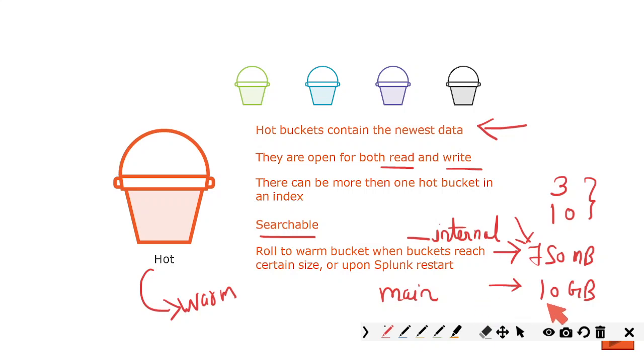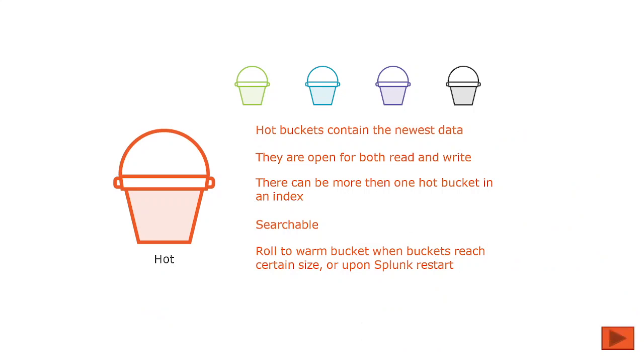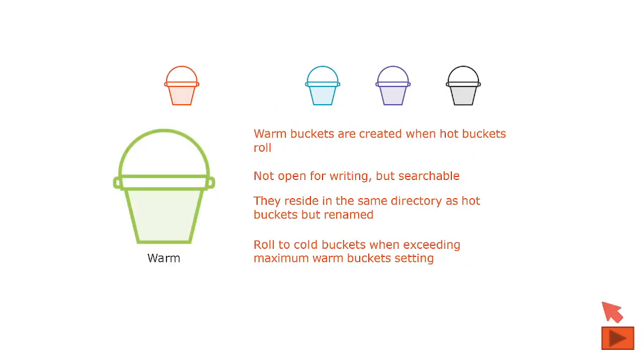So for those indexes, the default bucket size setting is 10 GB. I am going to help you understand that, and we will also get into the terminal and see how those settings look. Okay. The second is warm buckets.